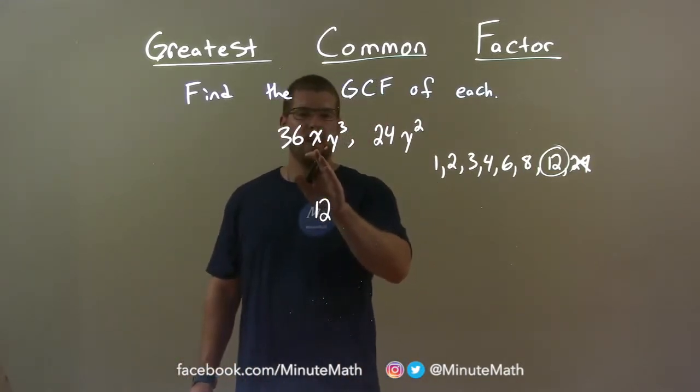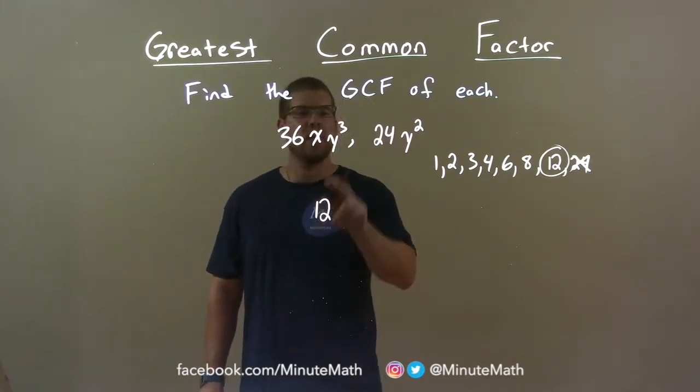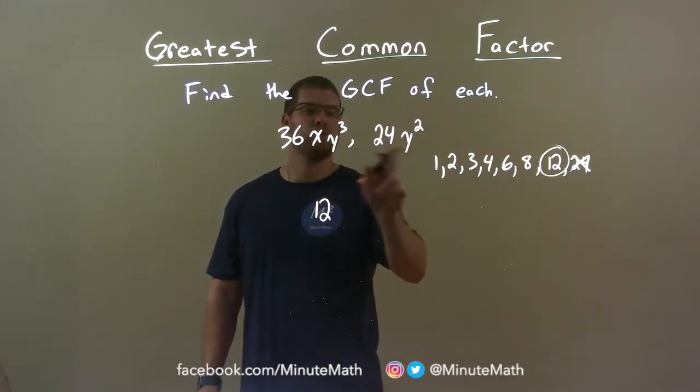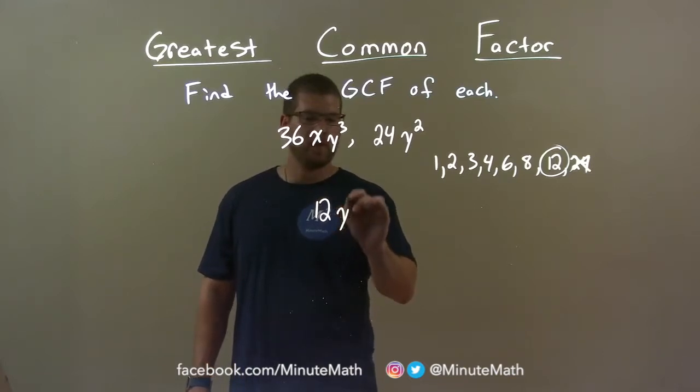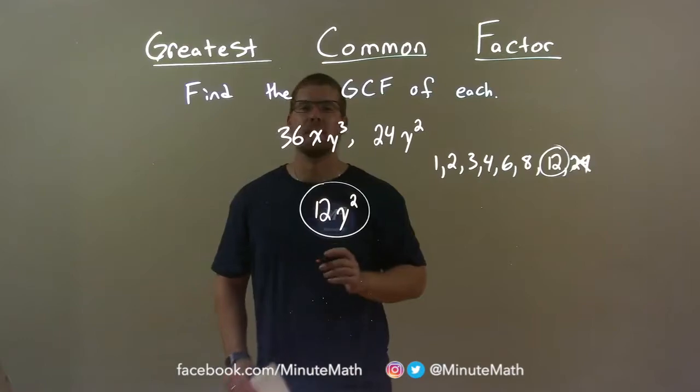Well, how many variables share both? There's not an x in both of these, so don't worry about the x. I have 3 y's here and 2 y's, so 2 y's are shared between the two. So we have y squared, and together our GCF is 12y squared.